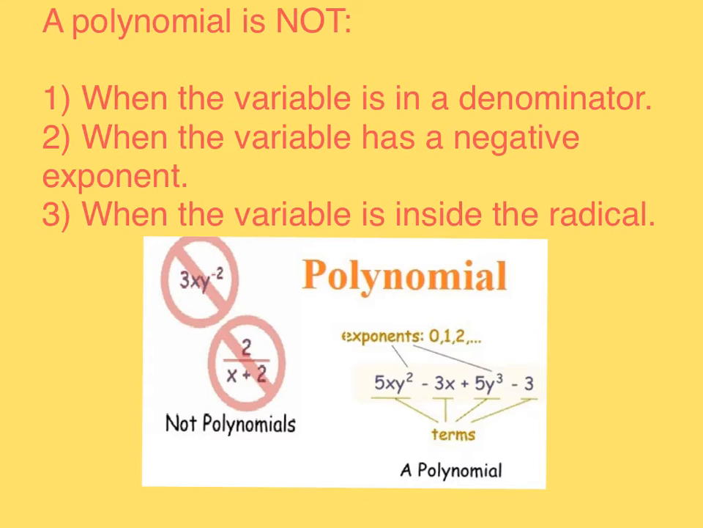Everything that we see with a variable does not mean that it is a polynomial. So these are three cases when we do not have a polynomial. The first one is when we see a variable in a denominator. If we see a variable in the denominator of a fraction, it is not a polynomial. If we have a variable with a negative exponent, that is not a polynomial. Also, if there's a variable inside the radical, that is also not a polynomial. These are the three cases that we have to be aware of when we're looking at polynomials.